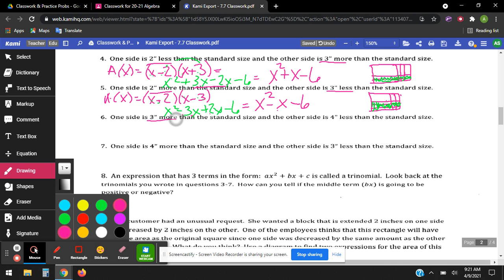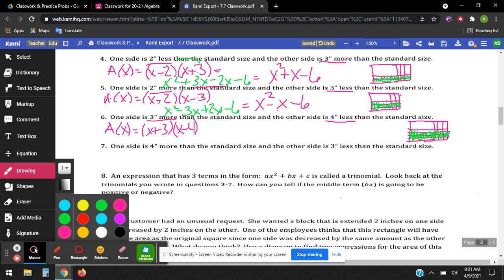Okay, so one side is 3 more than the standard, the other is 4 less. These are going to get harder to draw. I'm going to put them over here. One more space. Okay, 3 more: 1, 2, 3. And then this is 4 less: 1, 2, 3, 4. And so I'm going to be taking out all of these guys in there. So A of x equals 3 more, x plus 3. The other side is 4 less, x minus 4.